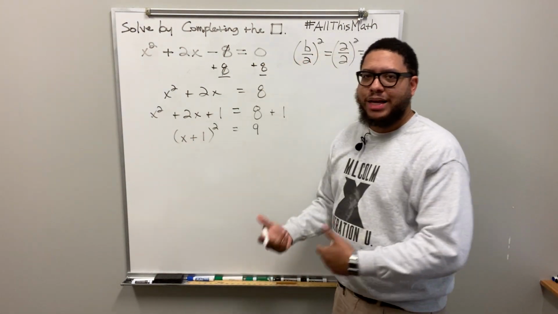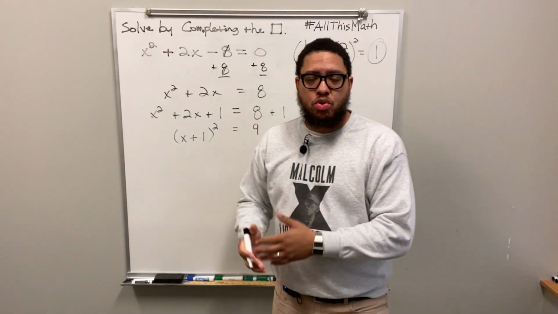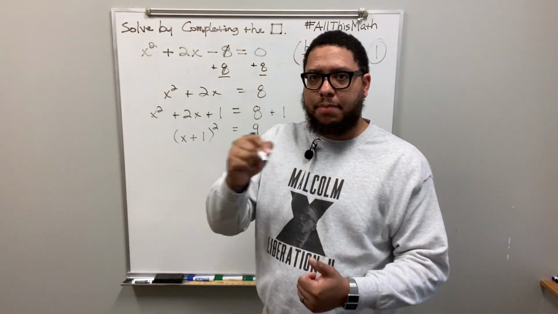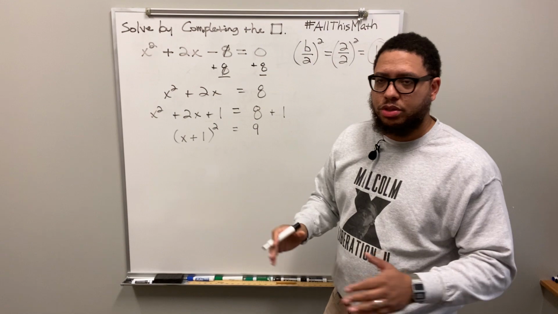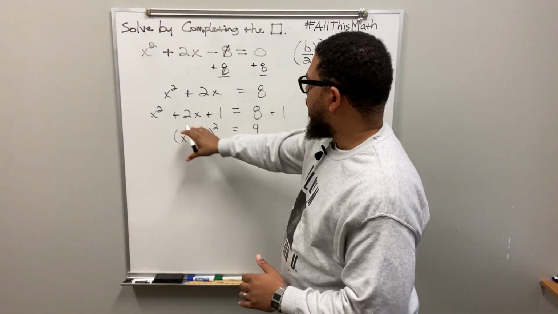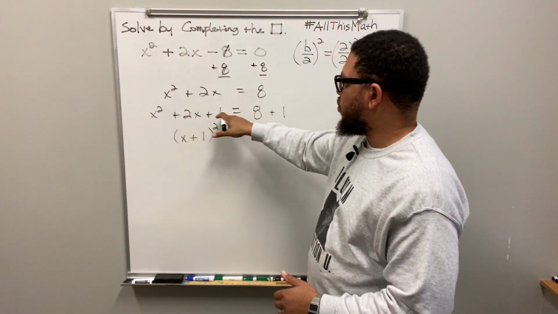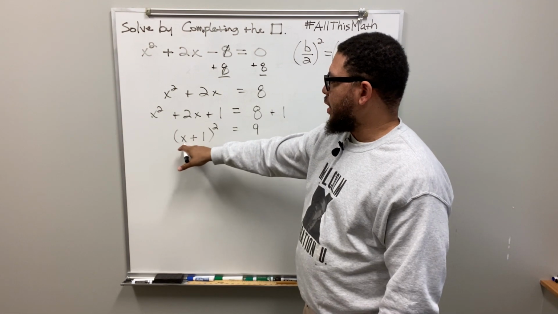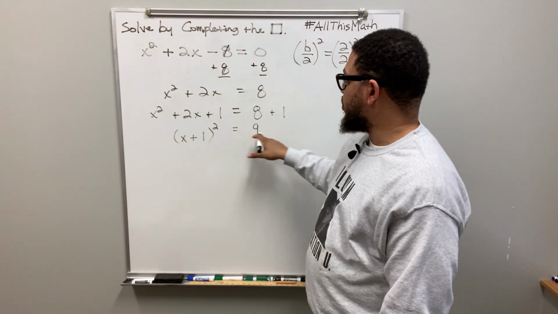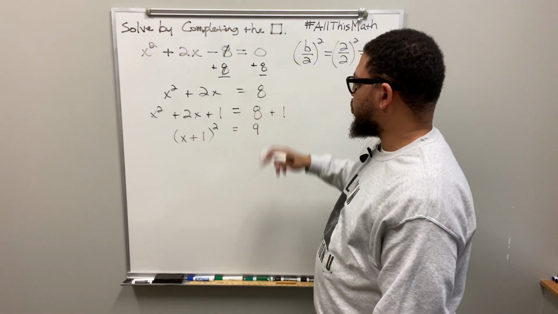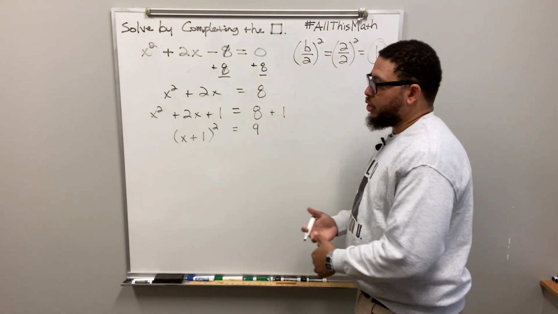Now, I know I just gave you a lot of details, but that's why these videos are cool, because you can pause, rewind, go back, copy your notes, as much as you need to. All right. Now, I just factored this perfect trinomial square into the quantity x plus 1 squared equals 9. Where'd the 9 come from? 8 plus 1.